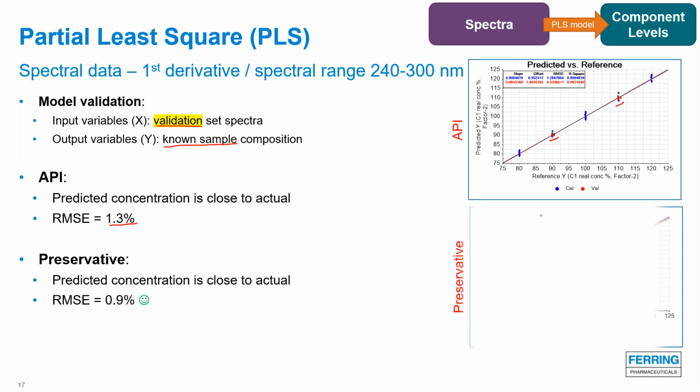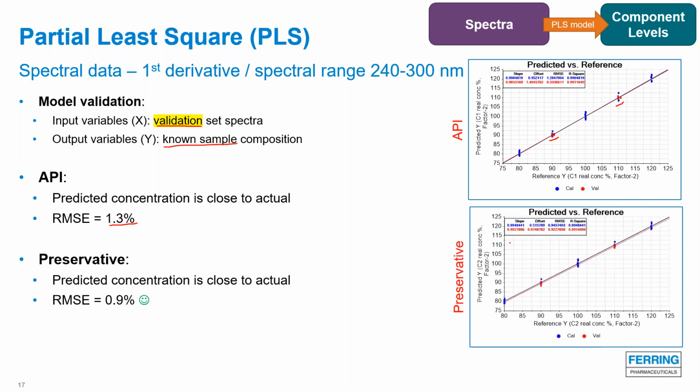But the real difference that we see is now visible on the preservative. So here we reduced the error of the model from 5% to less than 1%. So this is a great improvement in the quality of the model. And we have validation samples that fall really close to where they should be.